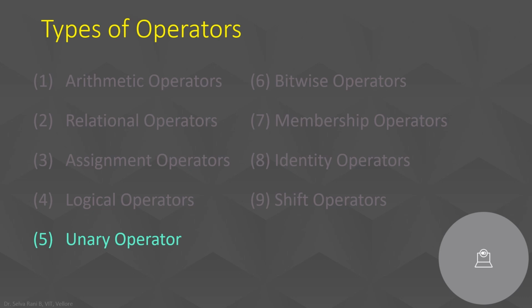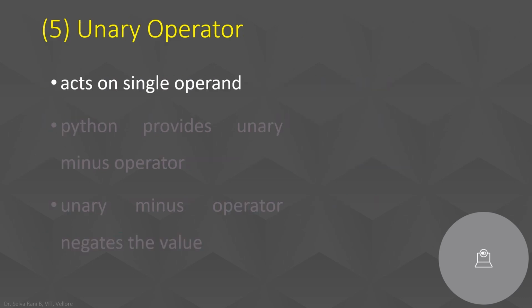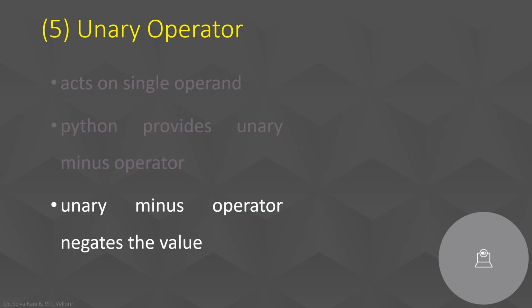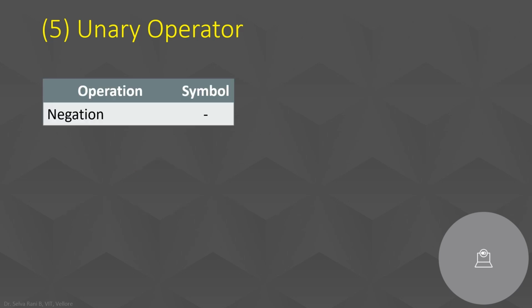The next type, unary operator. Unary operator acts on a single operand. It provides an unary operator minus. So the syntax for using the unary operator is minus operand, and it just negates the value. If the value is positive, it negates to negative. If the value is negative, it negates to positive. So the symbol is minus.